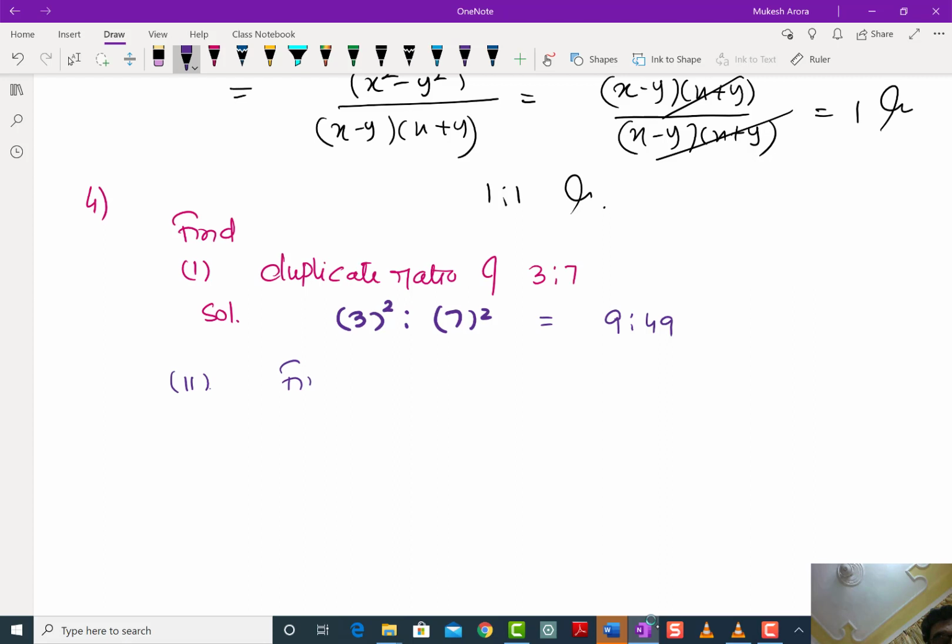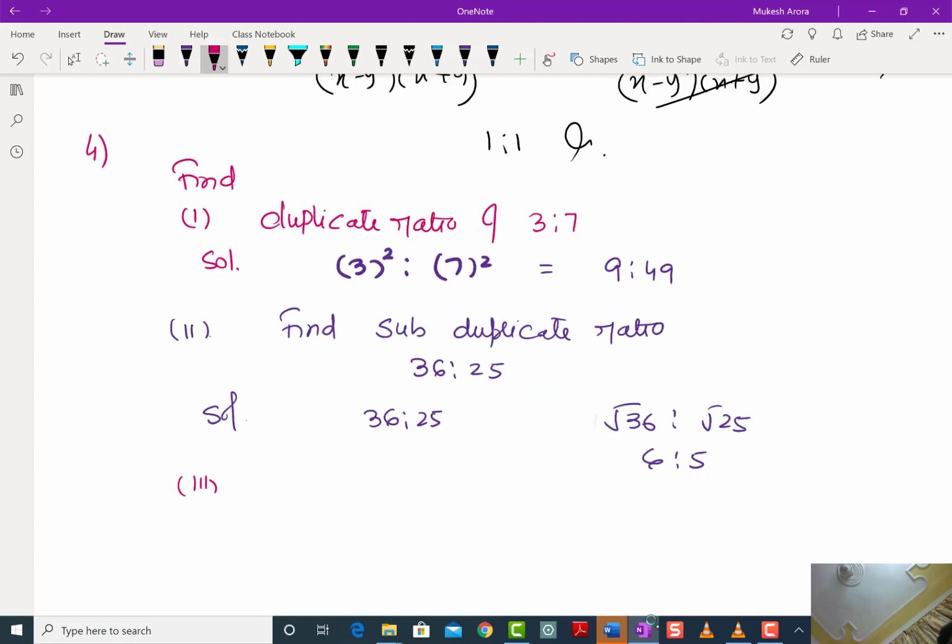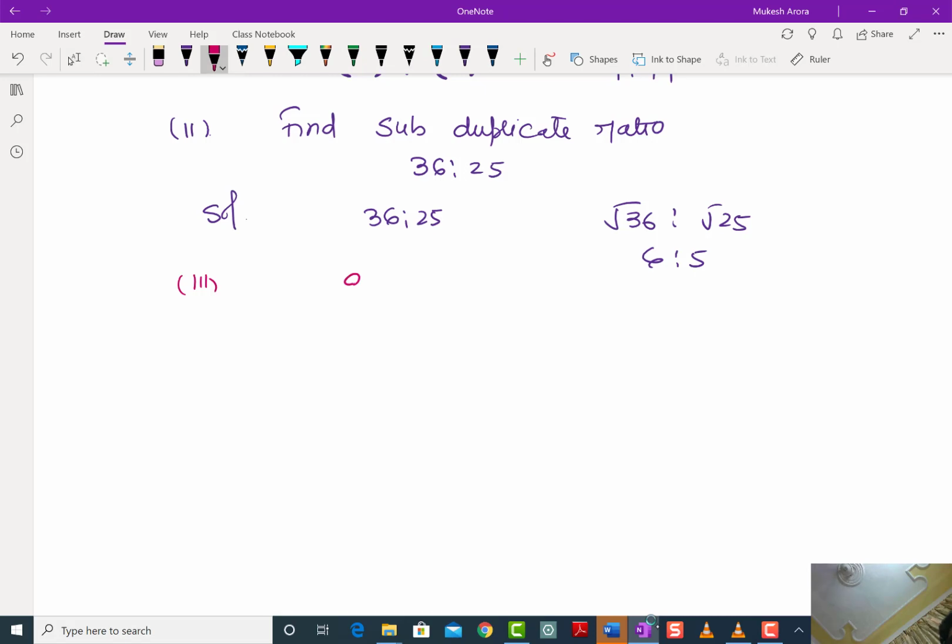Second sum, find the subduplicate ratio of 36:25. Solution: 36 ratio 25, this is under root 36 ratio under root 25, 6:5. Third is 9:11.